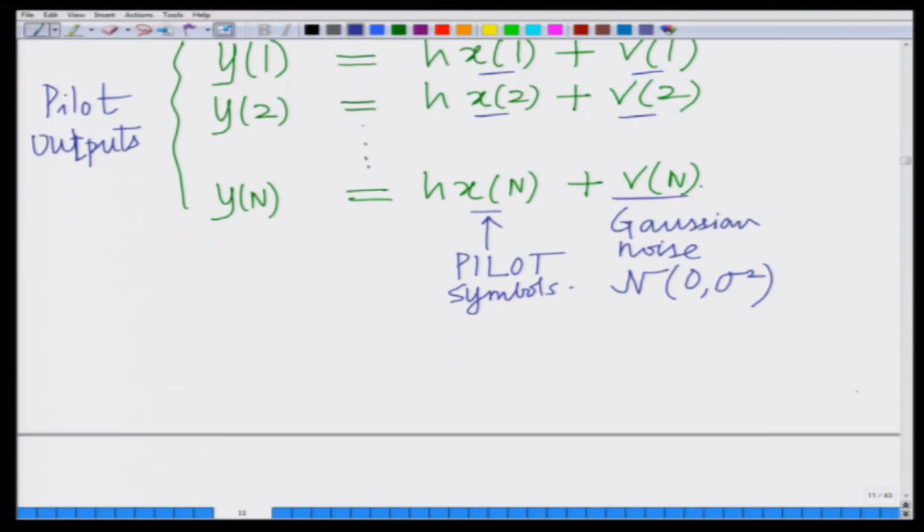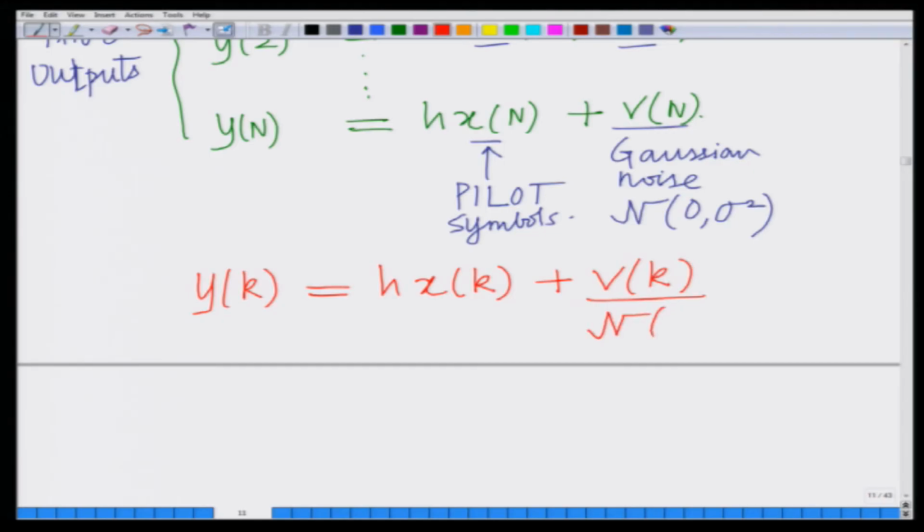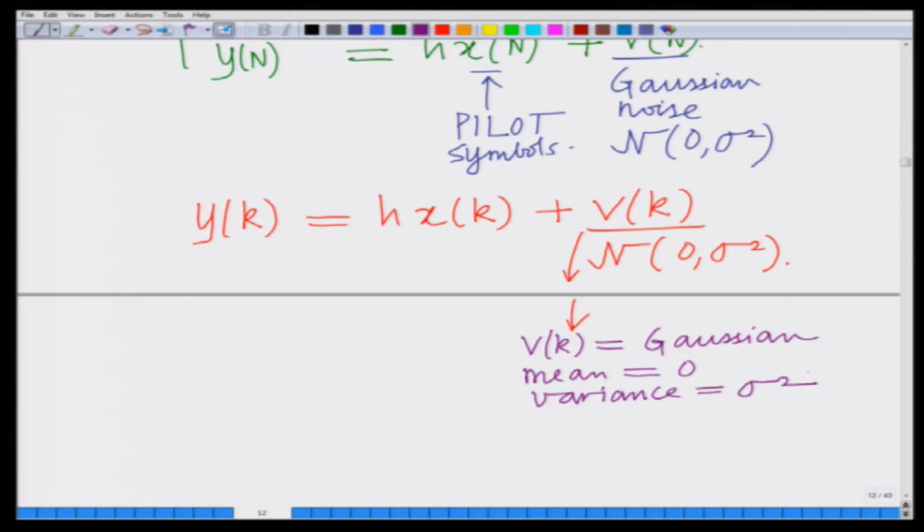Okay. So, basically now we can write the kth as we had written before: yk equals h times the kth pilot symbol xk plus vk, and we know vk is Gaussian with mean 0, variance sigma square. Now, that is added to h xk. Therefore, now we see that yk is also Gaussian, similar to what we have seen in the scenario of sensor network. That is, what are we saying? We have vk, that is the zero mean noise, to which h xk is being added.